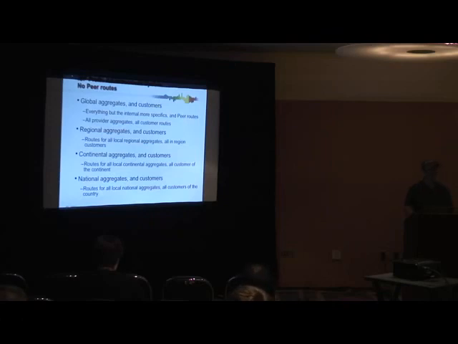You can also do no peer routes at all. So you can do all of the ISP's global aggregates and all of the customers connected to that ISP, but no peers. You can do a regional flavor of this where it's maybe the Asia Pacific region. You could do a continental version of this where it's maybe just continental Europe, and you can also do a national version of this where it's, say, just UK, for example.